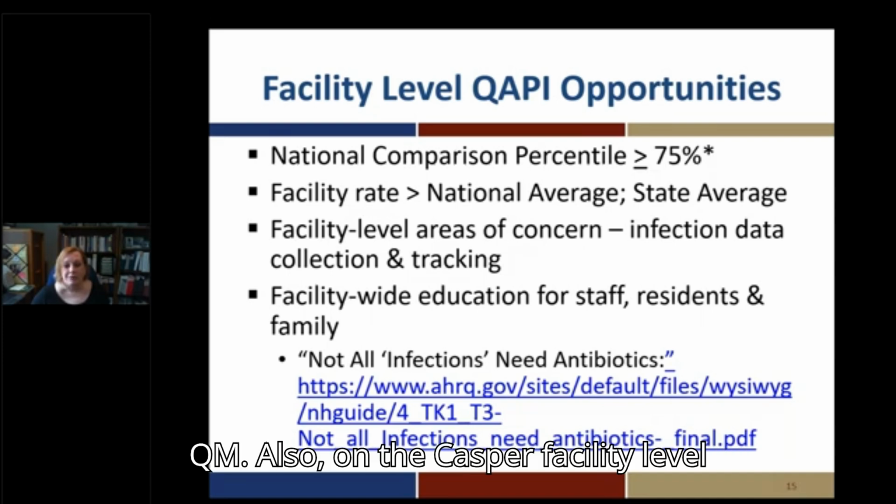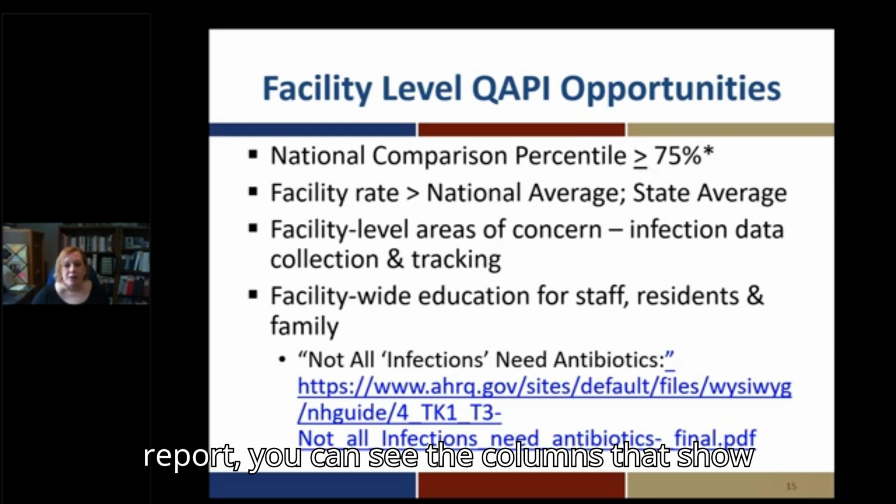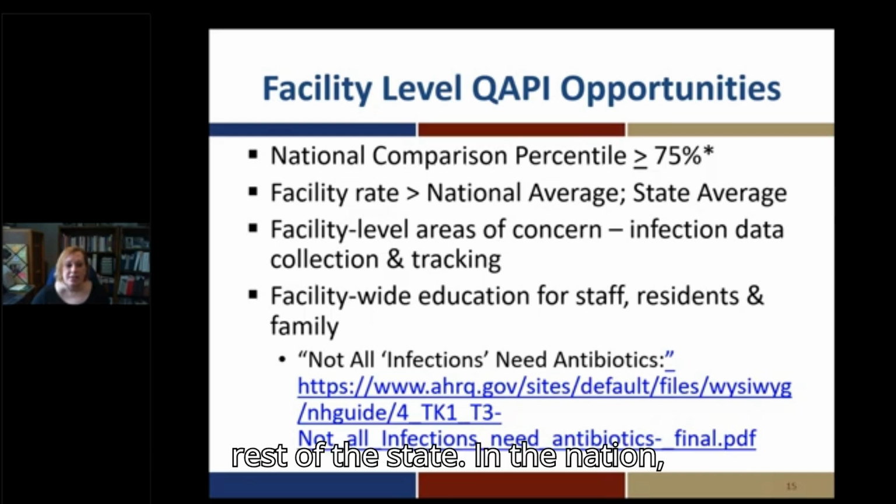Also, on the CASPER facility level report, you can see the columns that show the comparison state and national average rates to compare your home status to the rest of the state and the nation. Again, if your rates are higher than those rates, this might indicate an area in need of improvement.